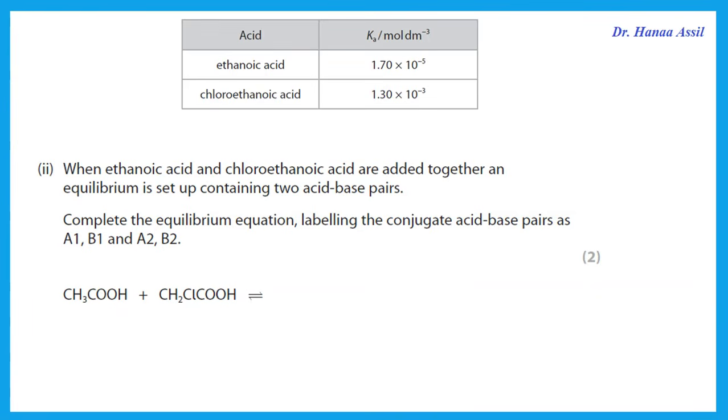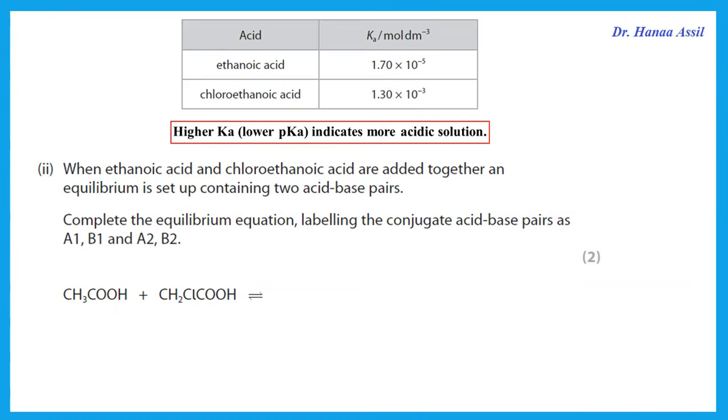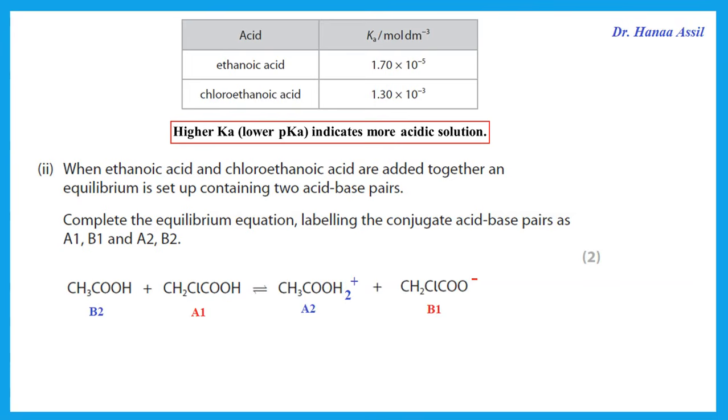The other one will have to act as a base and accept the proton. So when we have both of them, the one that is more acidic, meaning higher Ka, is the one that loses the proton. So higher Ka, more acidic, that is the one that will lose the proton. We said the chloro is more acidic, so that is the one that will act as acid 1, and it loses the proton to form a base.